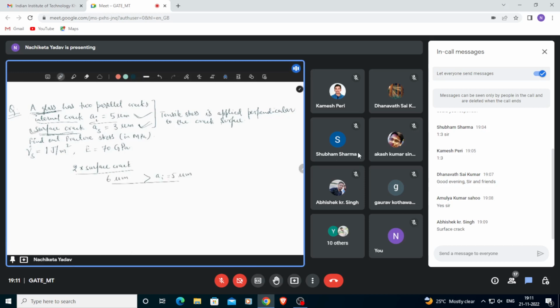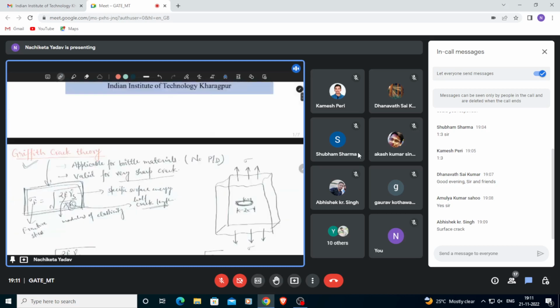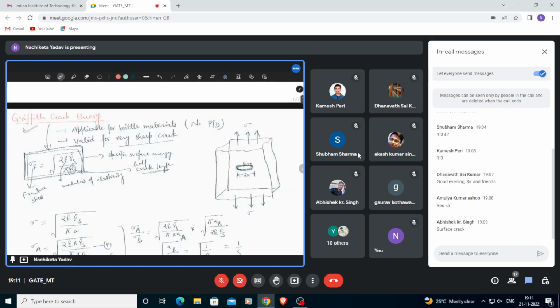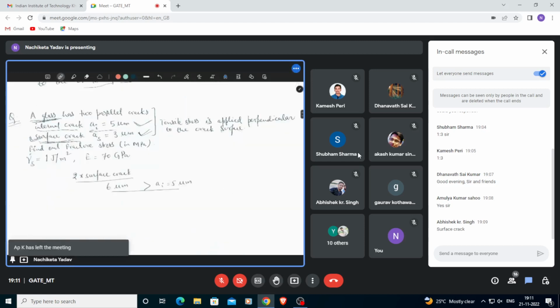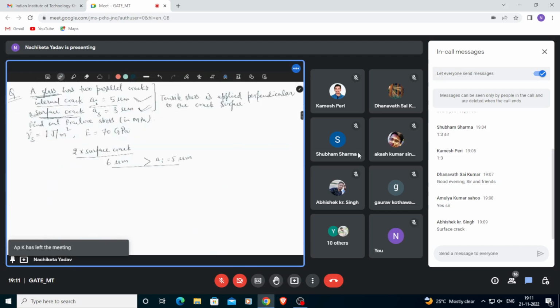On the surface, there will be less constraint. It will be free for the crack to propagate. But if it is inside, then there will be some constraint. There will be some other material also. So more stress is required. So what will be the value? Gamma S and elastic modulus are given.